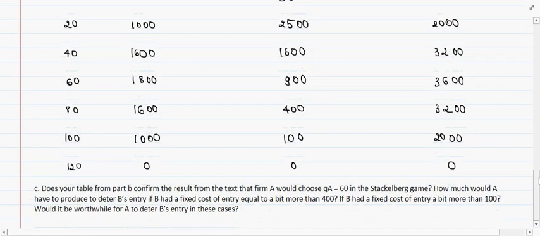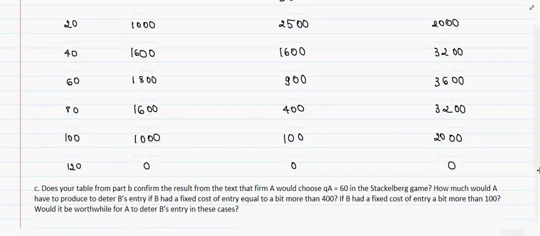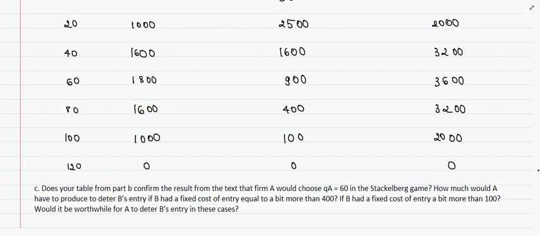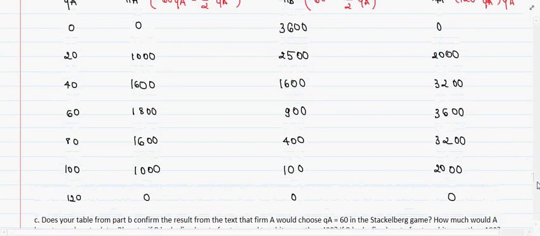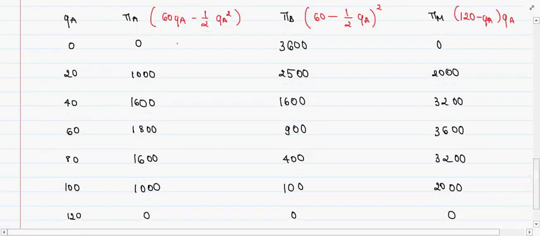Alright, so part C is asking: does your table from part B confirm the result from the text that firm A is going to produce QA equal to 60 in the Stackelberg game? As you can see from here, in the Stackelberg game where the two firms are competing with each other, firm A is going to earn a profit pi A and firm B is going to earn a profit pi B. And as you can see from the table, firm A is going to earn the highest profit if firm A is producing 60 units of output.